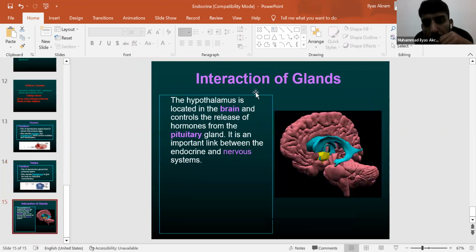Now, the interaction of glands and how they work: in our brain, we have a hypothalamus that works with the endocrine system, and with the help of the hypothalamus, the feedback mechanisms are controlled. We can say that the production or the inhibition of one hormone is controlled by the hypothalamus secretions. When a signal is generated by the hypothalamus, it gives a signal to the pituitary gland so that it can release the hormones that affect the targeted sites to perform their action. So this is all about today's topics.